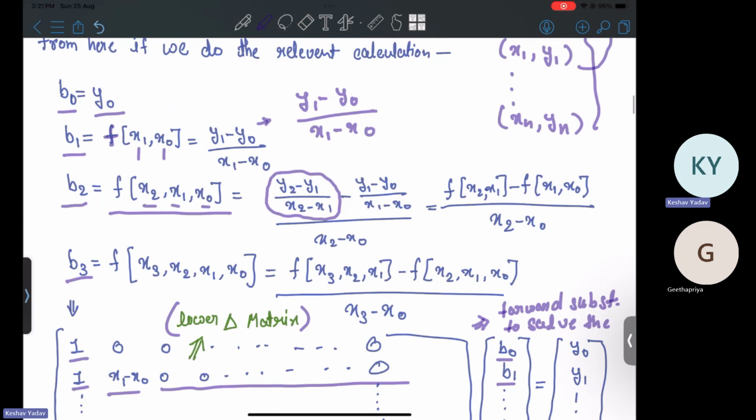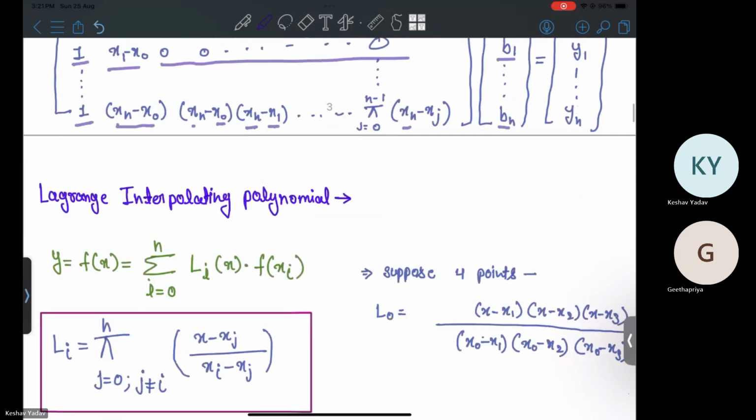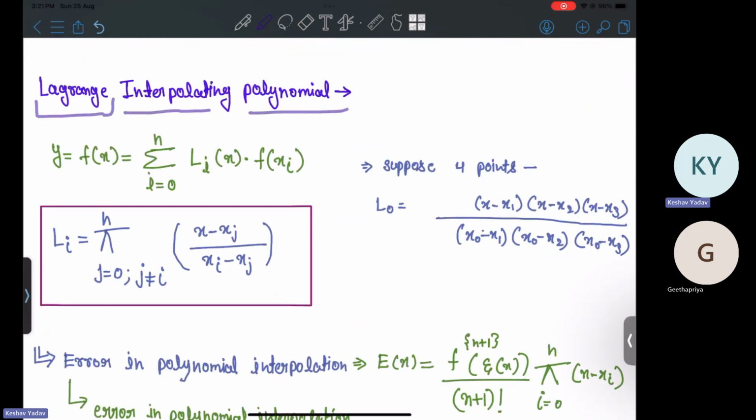What is this method called? This method is called the Newton interpolating polynomial method. Now the second method is also a very important method. This method is known as the Lagrange interpolating polynomial method. In the Lagrange interpolating polynomial method, we try to represent y, which is a function of x, as the summation for i equal to 0 to n of Li(x) multiplied by f at xi. What is this L? This L is called the Lagrange polynomial.